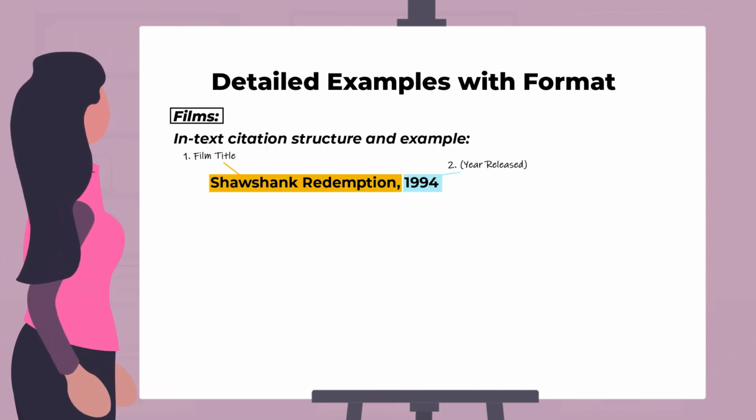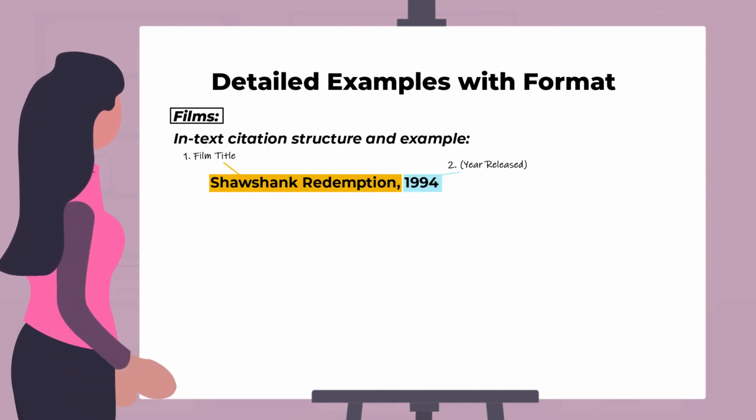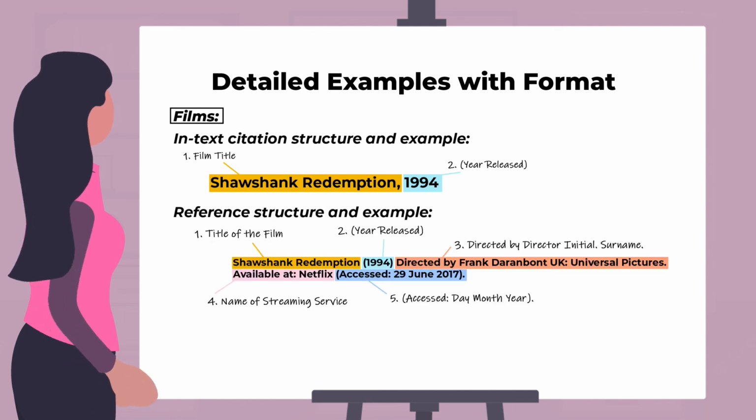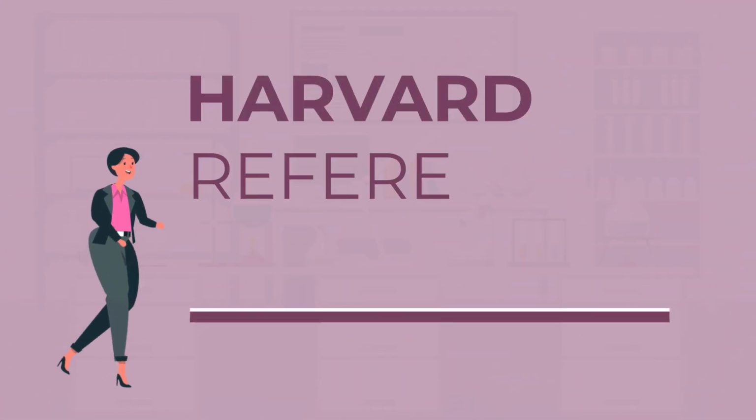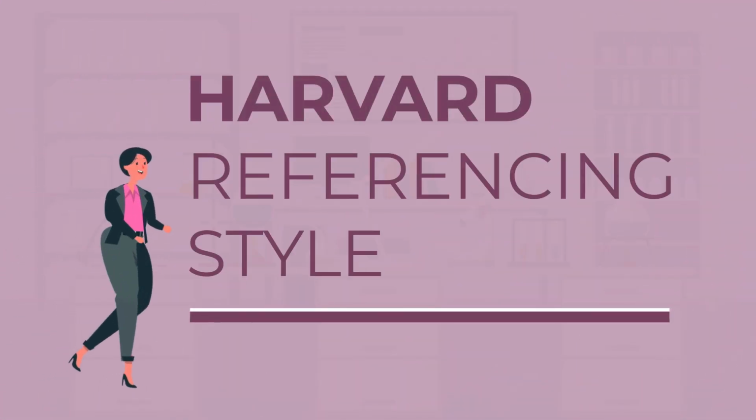In-text citation structure and example of films. For films, the name of the film is used in lieu of the author's name. This covers everything related to Harvard referencing style.